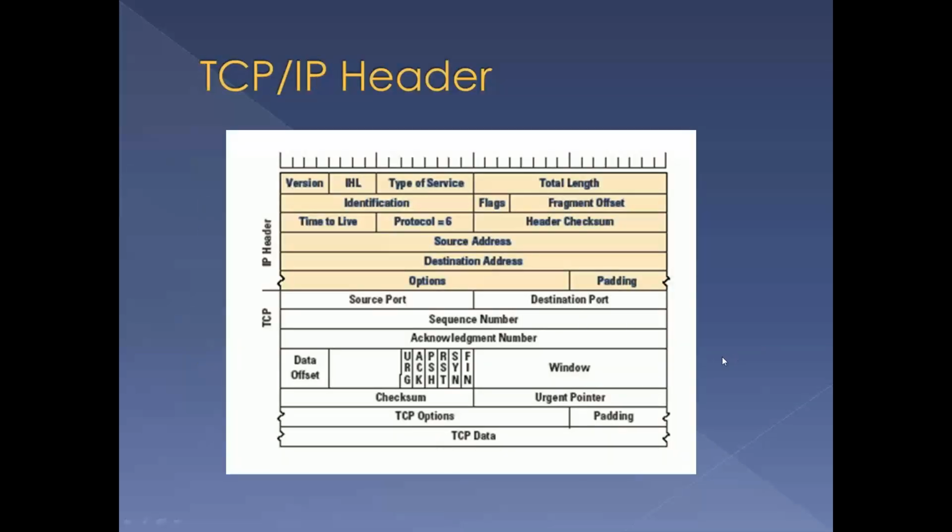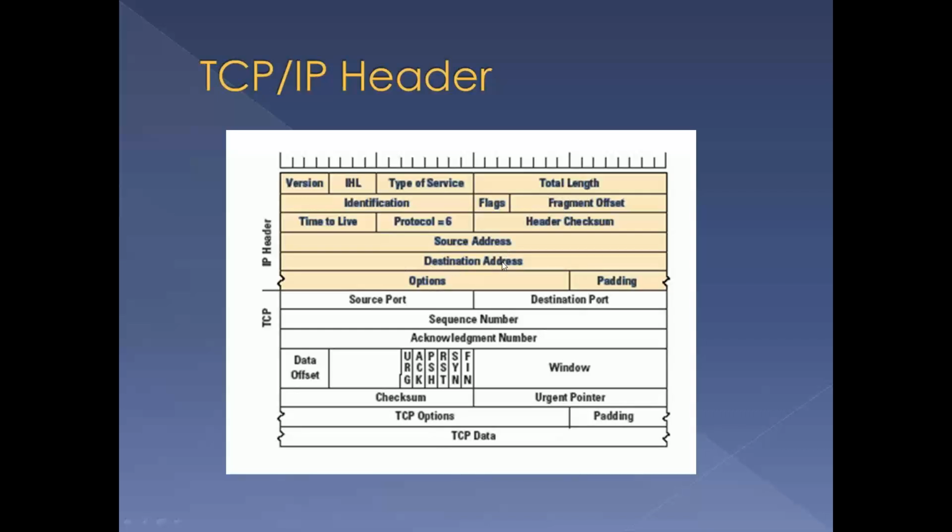And typically, in most of your communication, you're going to have a combination of TCP and IP in your packet. These are just the headers. In the IP header up here, you can see that probably the most important things are the source address right here and the destination address.